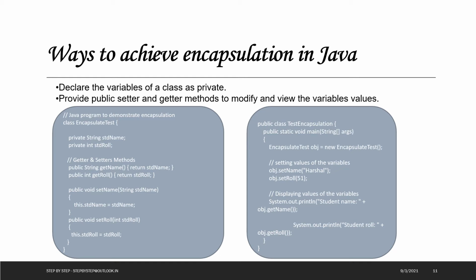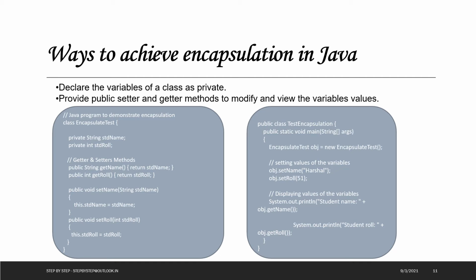So if you consider the below example of what I have done here in an EncapsulateTest class, there are two private variables, student name and student role, and public getter and setter methods have been provided for these two instance variables, both of type String: student name and student role.